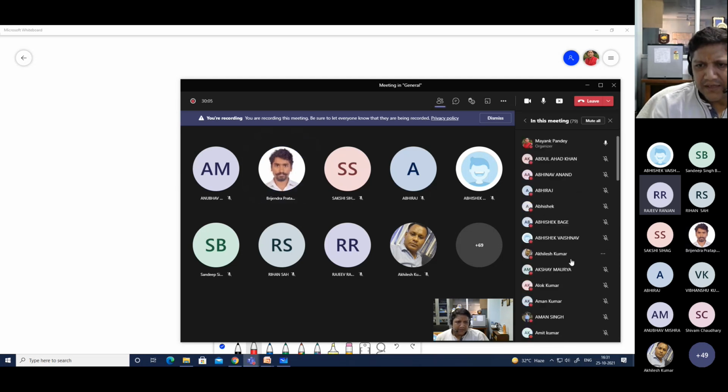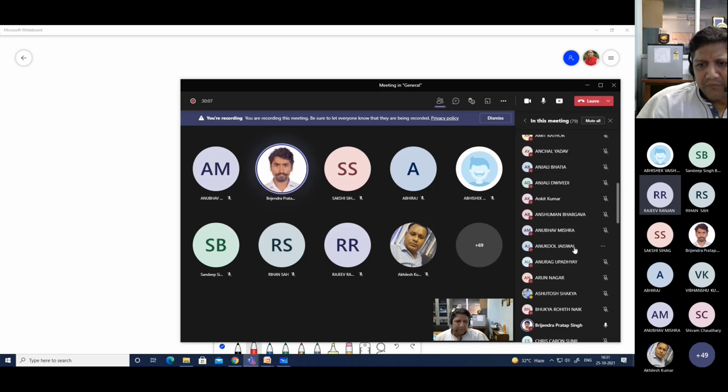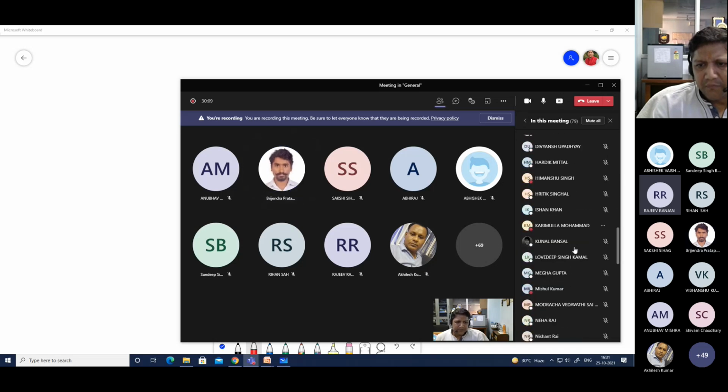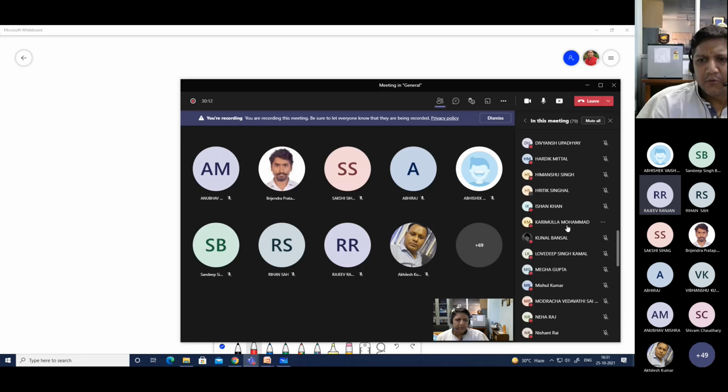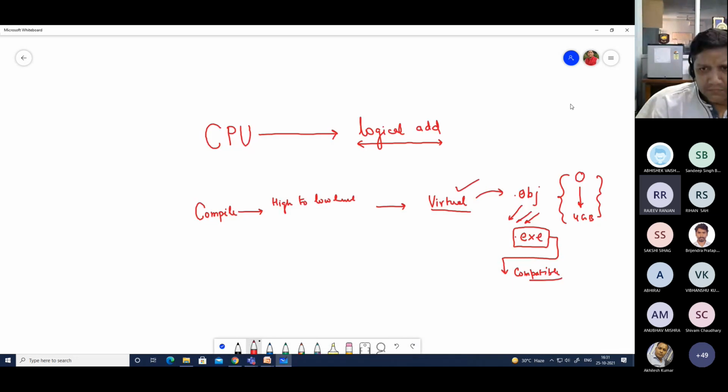And we have seen this thing that different programs can have the same virtual address, in the first or second lecture. Karimullah, remember we had a discussion on this? Yes, sir. Then I've told you something else also. Fine. So the exe, and then you can run it here. So this is compile time address binding.